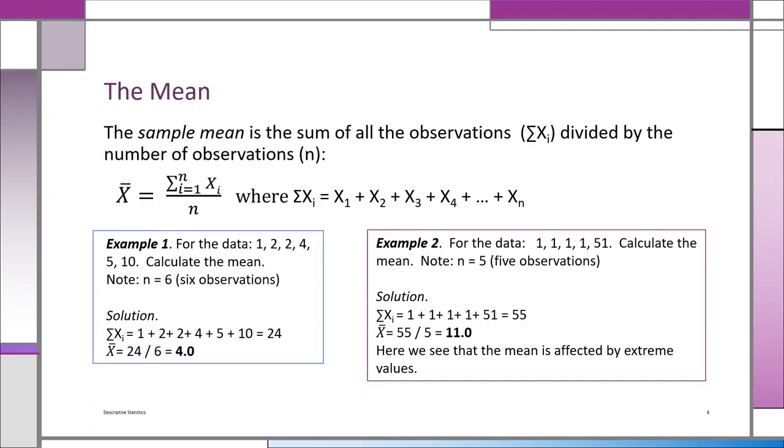The sum of the xi is x1 plus x2 plus x3, etc. You're just basically summing a column of numbers or a row of numbers. So we take the sum of the xi over n. That gives us the sample mean. Let's look at two examples.